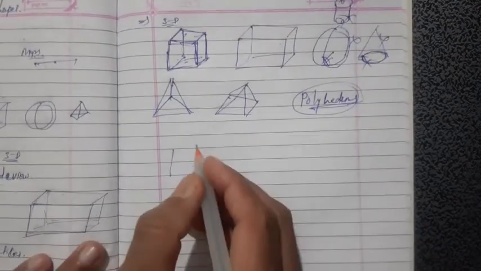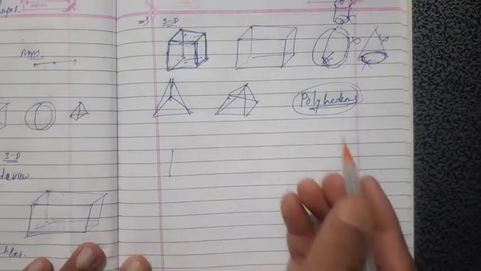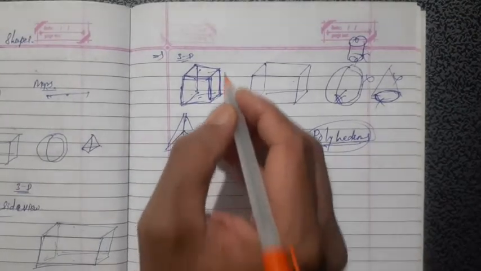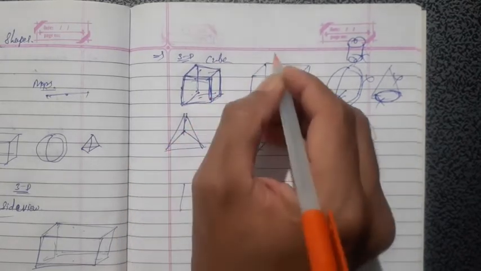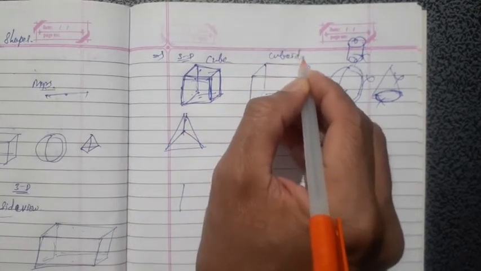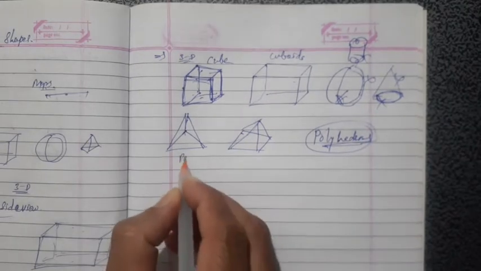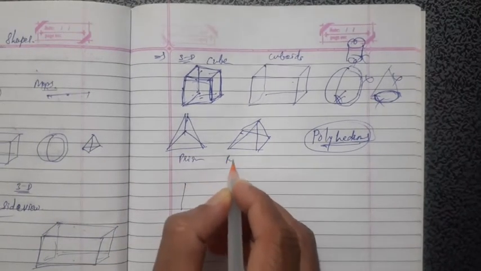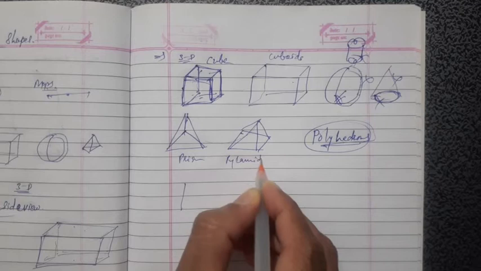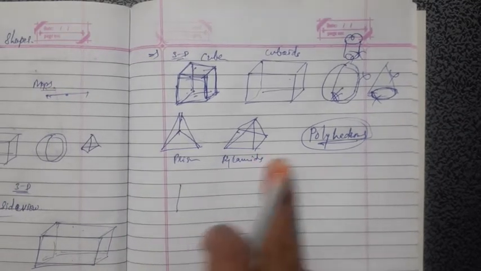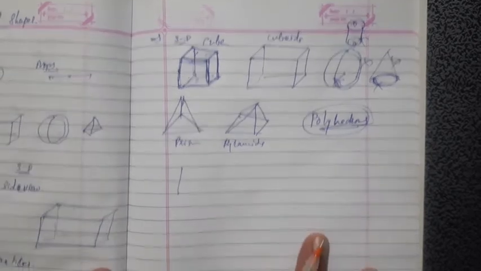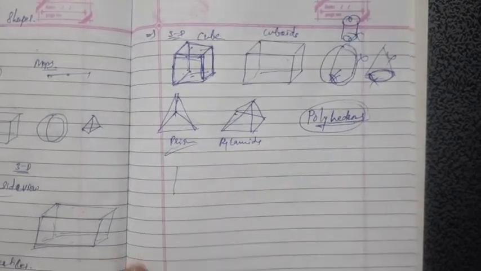So in our portion, how many polyhedron shapes are there? They are cube, then cuboid, then prism and pyramids. Okay, they are polyhedron. Now what is the difference between prism and pyramid?